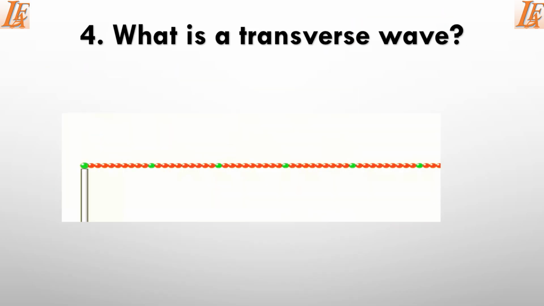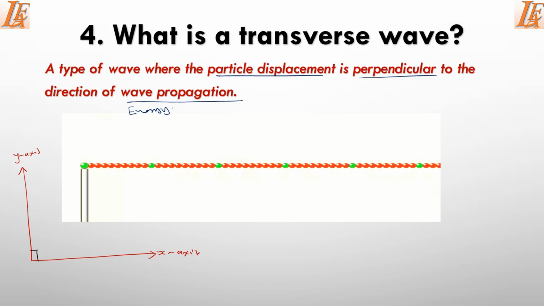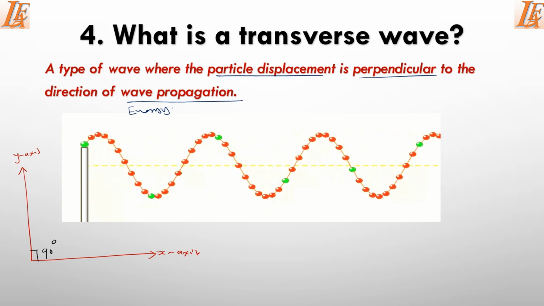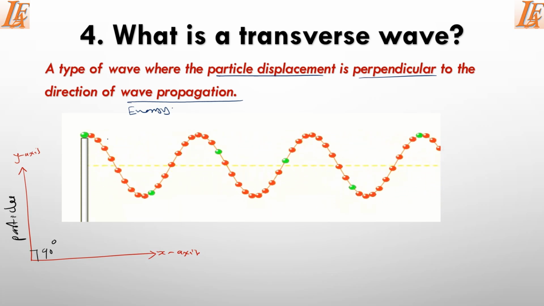The fourth question, what is a transverse wave? A transverse wave is defined as a wave where particle displacement is perpendicular to the direction of wave propagation, or sometimes we call it energy propagation. And we can show this using a very simple diagram of a Cartesian plane with x and y axes. This is the y axis, while this one is the x axis. Where the two axes meet, we have 90 degrees, that is perpendicular. Therefore, for a transverse wave, if the particles are displaced in the y-axis like that, then the wave will move in the x-axis.